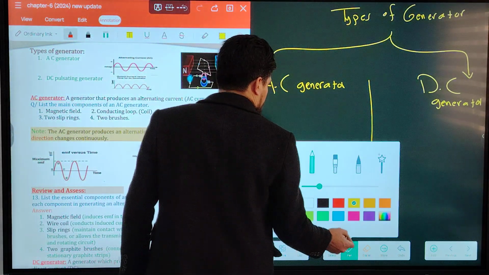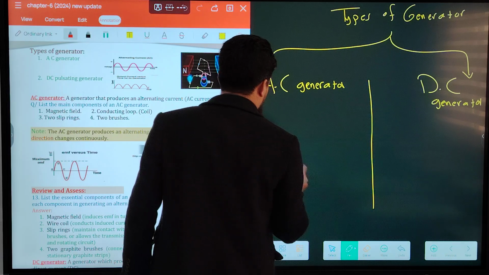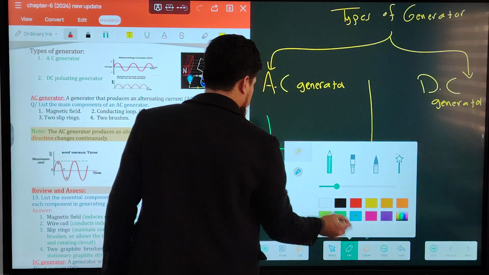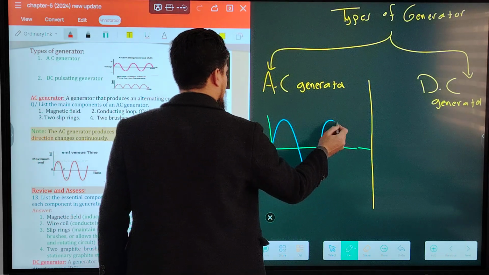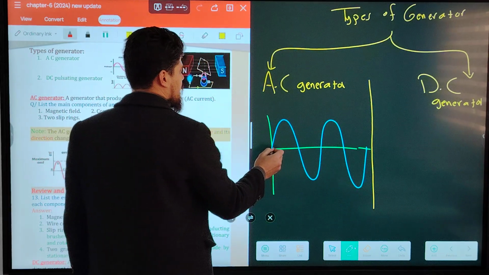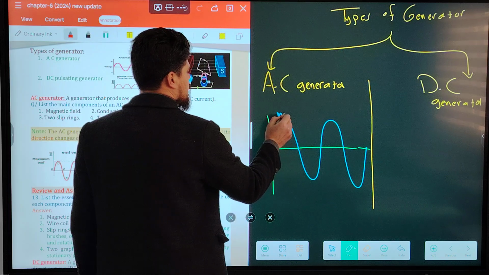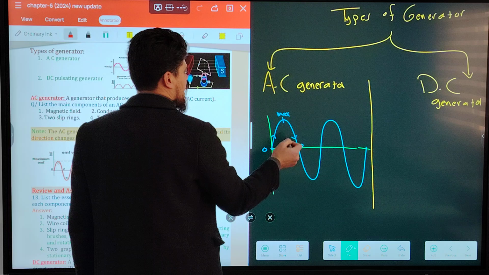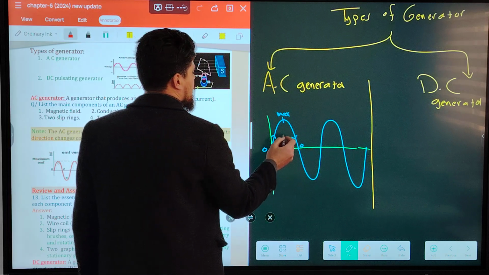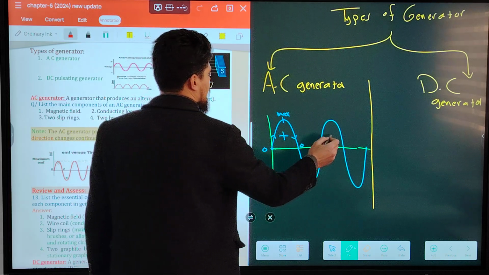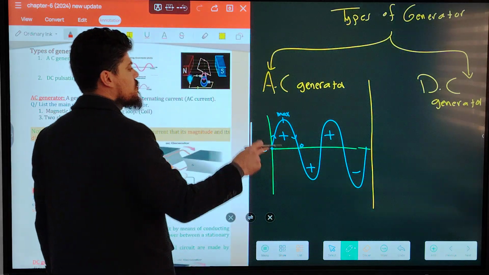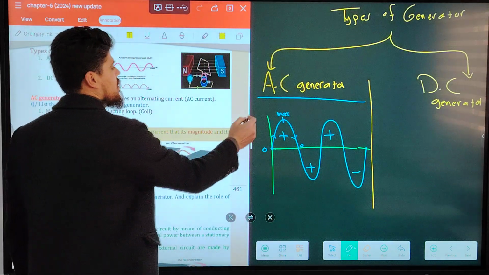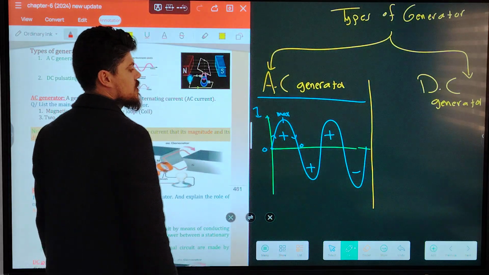So the current will be like a sine wave. Both magnitude and direction change. The magnitude changes because it goes from 0 to maximum, and from maximum back to 0. So can we see the magnitude changes? Yes, of course. How about the direction? The direction here is positive, but here is negative. Both magnitude and direction of current change continuously in an AC generator.